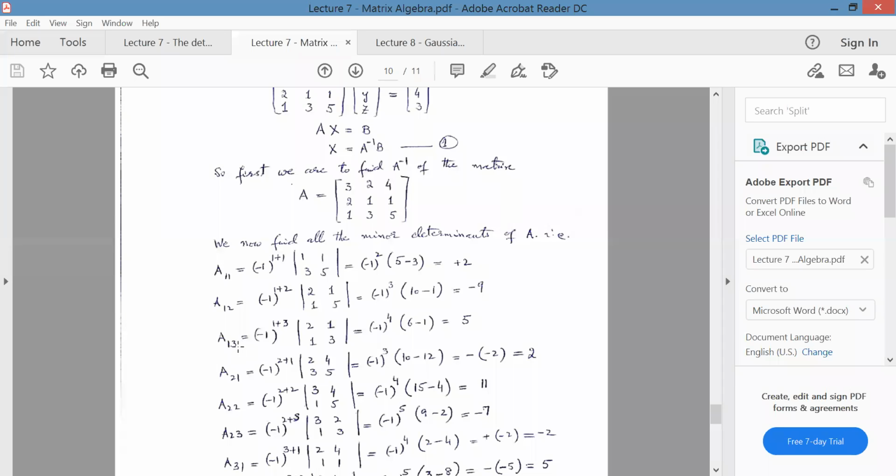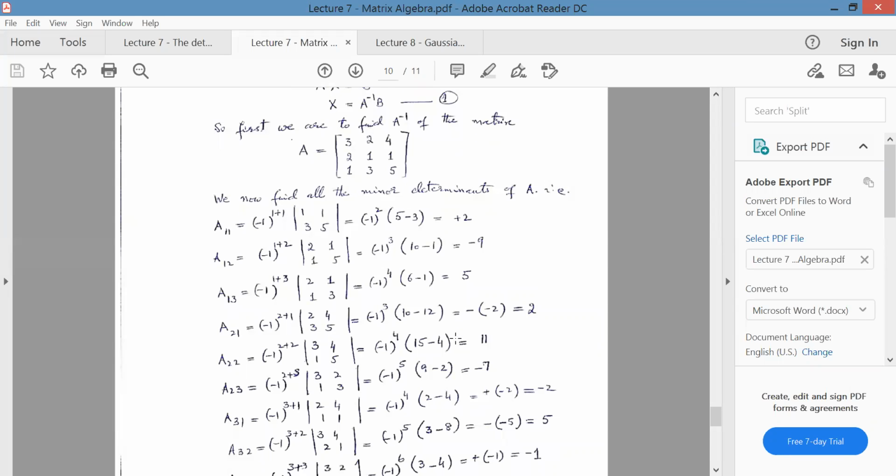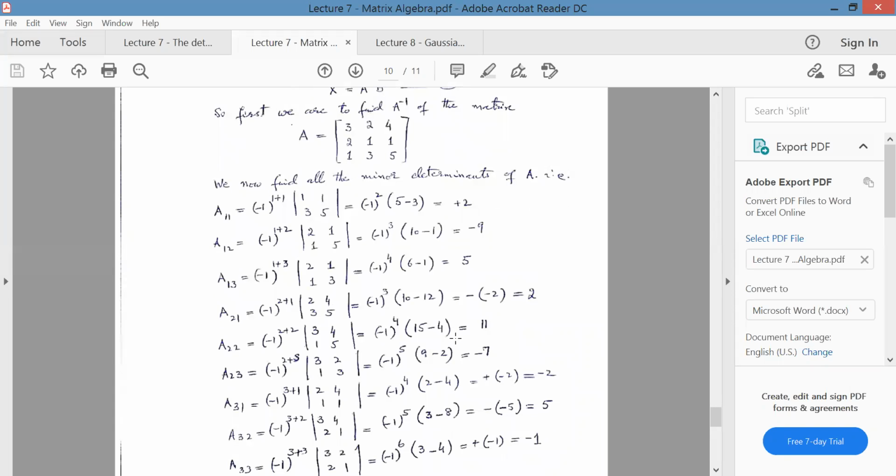Similarly, find the minor determinant A13, -1 power 1 plus 3. Delete the first row and the third column. The remaining elements are 2, 1, 1, 3. Write down 2, 1, 1. -1 power 4, 2 times 3 is 6. The second element will come with a minus value, -1. 6 minus 1 is 5, and this will be plus. So plus 5 is your net value. I'm sure in the same style you will keep on doing all the values. You'll be finding every value.